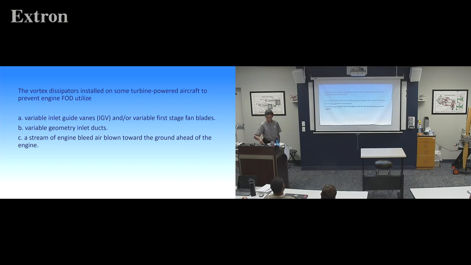The vortex dissipators installed on some turbine-powered aircraft to prevent engine fog utilize variable inlet guide vanes, or variable first stage fan blades, or variable geometry inlet ducts, or a stream of engine bleed air blown towards the ground ahead of the engine.